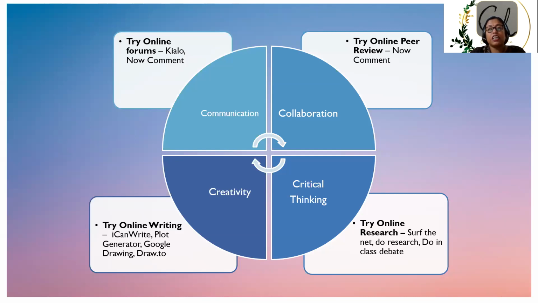And creativity can be best shown by writing. So for online writing, there are many apps like I Can Write. Plot Generator is one app where the child can write the story and the plot will be generated. He has to go through that, and he can use his creativity to make that plot much better. Then Google Drawings is also there, and AutoDraw, which has been introduced by Google. These are tools where they can use their creativity skills online. So these are the different things they can use.